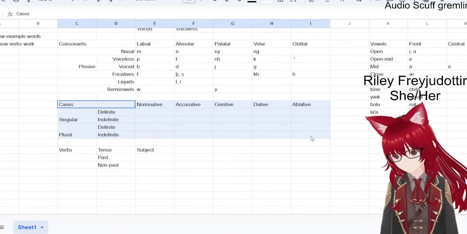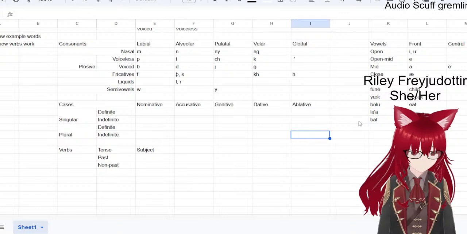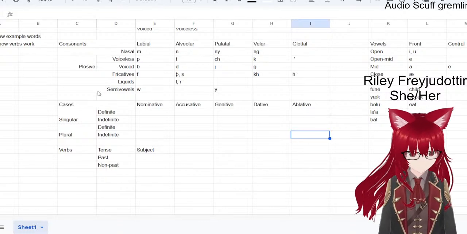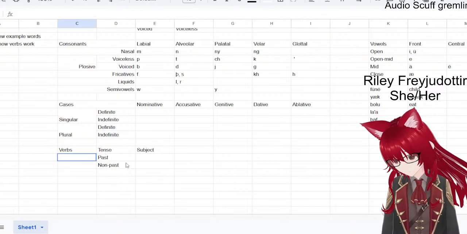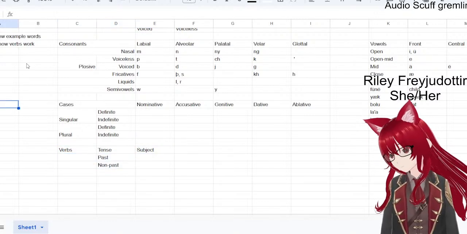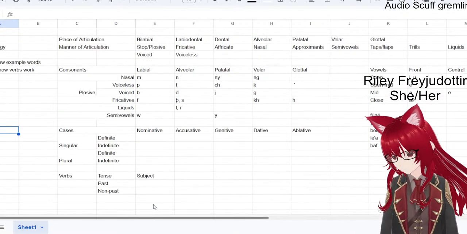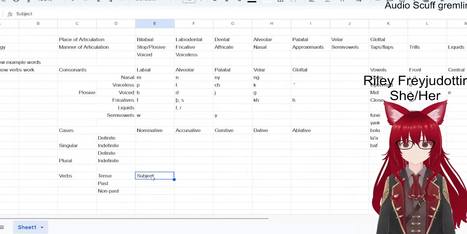How are we going to have grammatical gender? Speaking of grammatical gender, that is something I'm going to go into later when I decide whether or not I have it. But we can also mark other things.